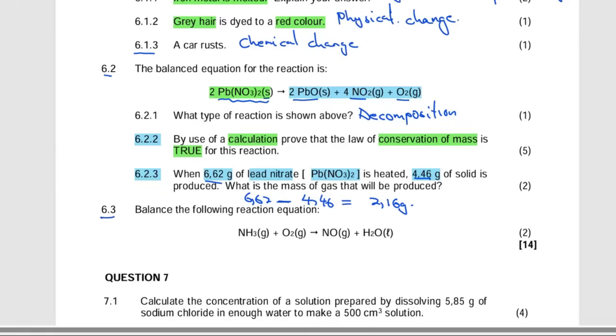Moving on to 6.3, it says balance the following reaction equation. So we're supposed to balance this equation. If we look at our nitrogen, what are we having? Our NH3 gas plus our O2 gas to give us our NO2 gas, and then plus our H2O. In terms of our hydrogens on the left, we're having 3. Then on my right, I'm only having 2 of them. So now I'm supposed to try and balance them.